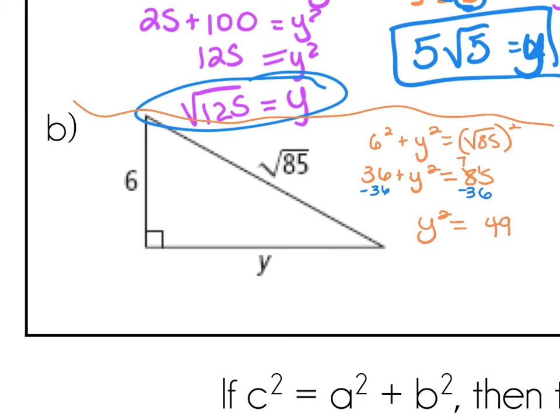All right, then I got y squared equals 49, and y becomes? Good. Square root of 49, which is 7.